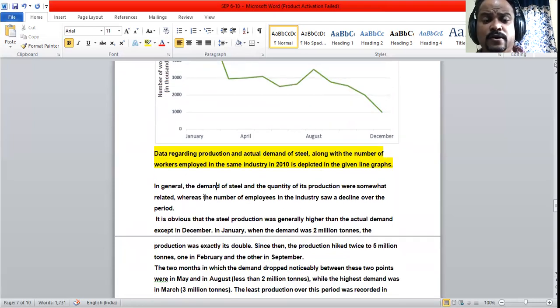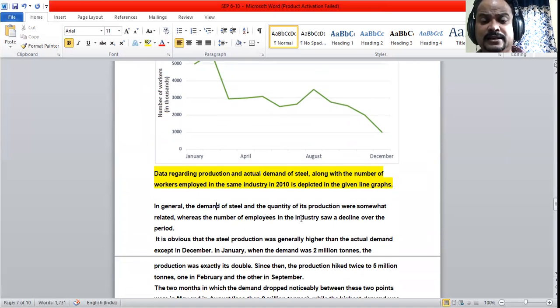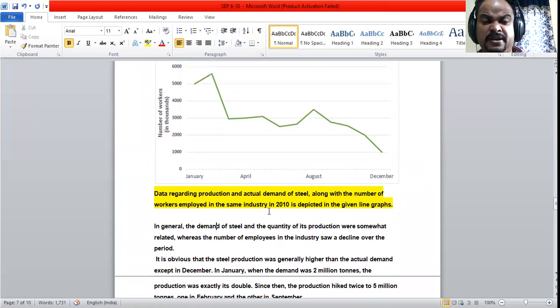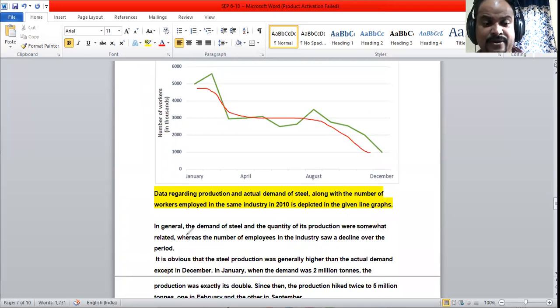Somewhat related, whereas the number of employees in the industry saw a decline over the period. You can see the number of employees is declining over the period. So that is the general trend. In general, the number of employees saw a decline over the period.